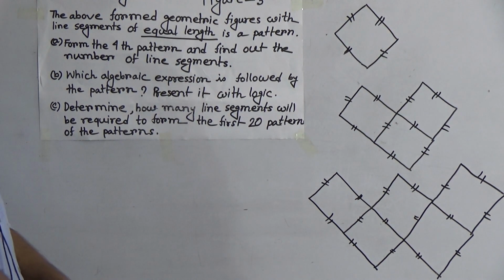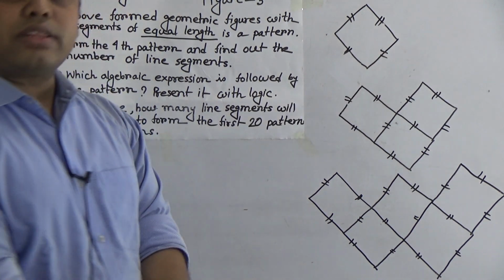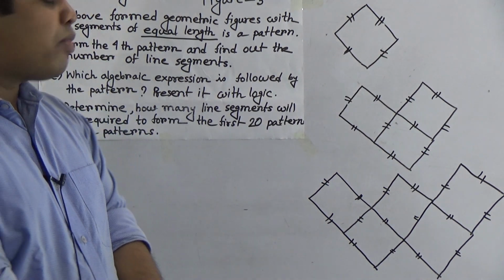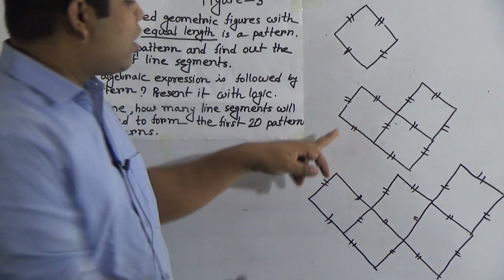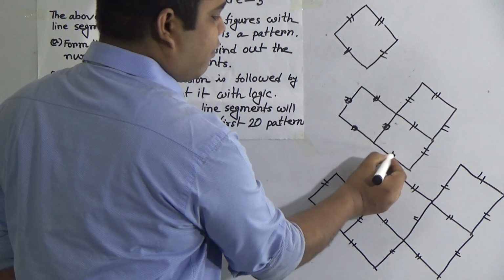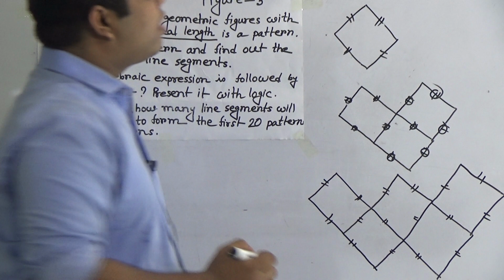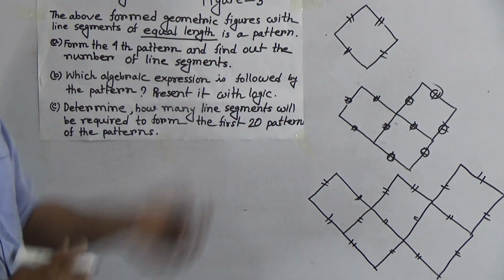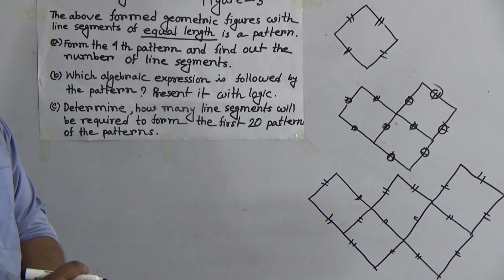My dear student, in figure 1: 1, 2, 3, 4. In figure 1, how many line segments are there? There are 4 line segments. In figure 2, how many line segments? 1, 2, 3, 4, 5, 6, 7, 8, 9, 10. So in figure 2, there are 10 line segments.